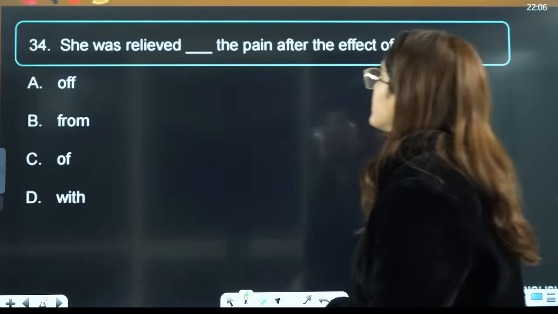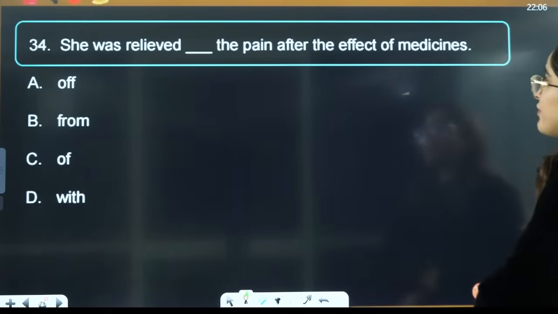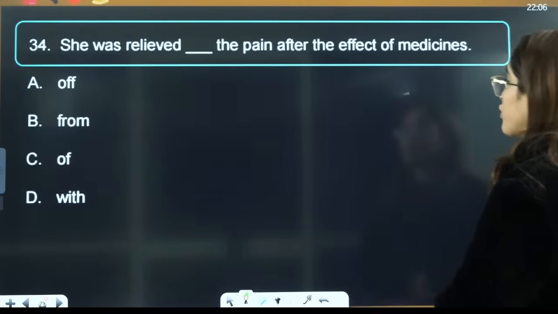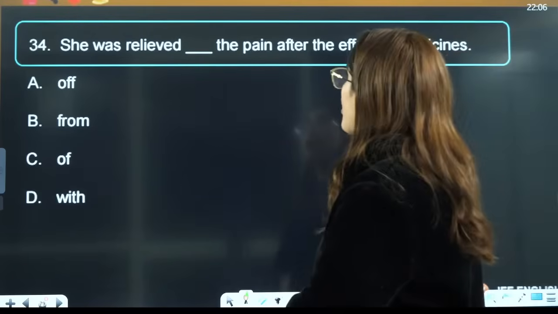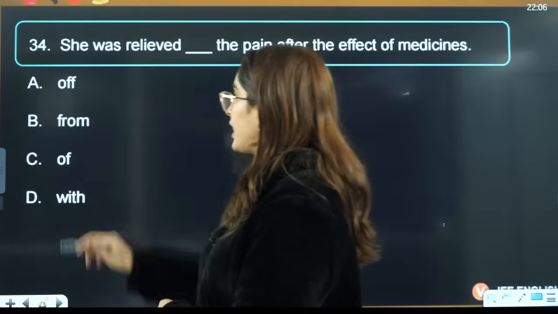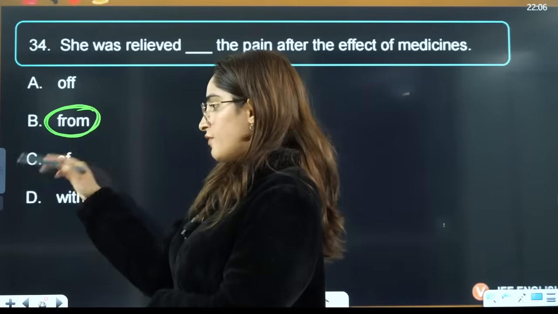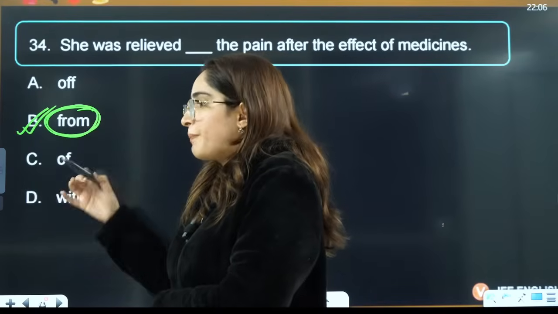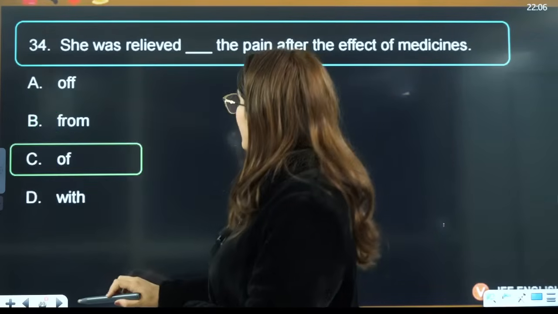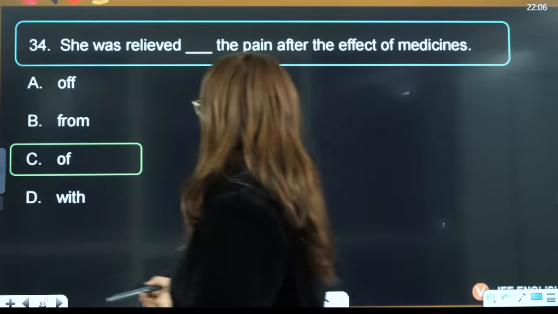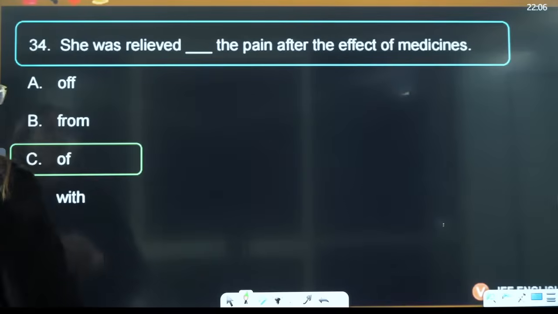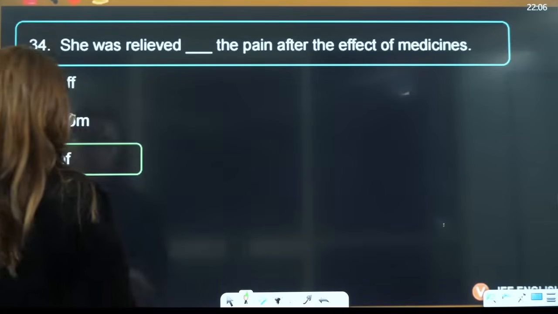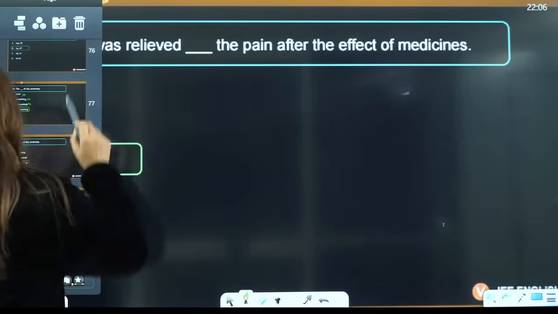Then, she was relieved dash the pain after the effect of medicine. She was relieved from the pain, right? There was pain, she was relieved from the pain. It will be from the pain, okay?